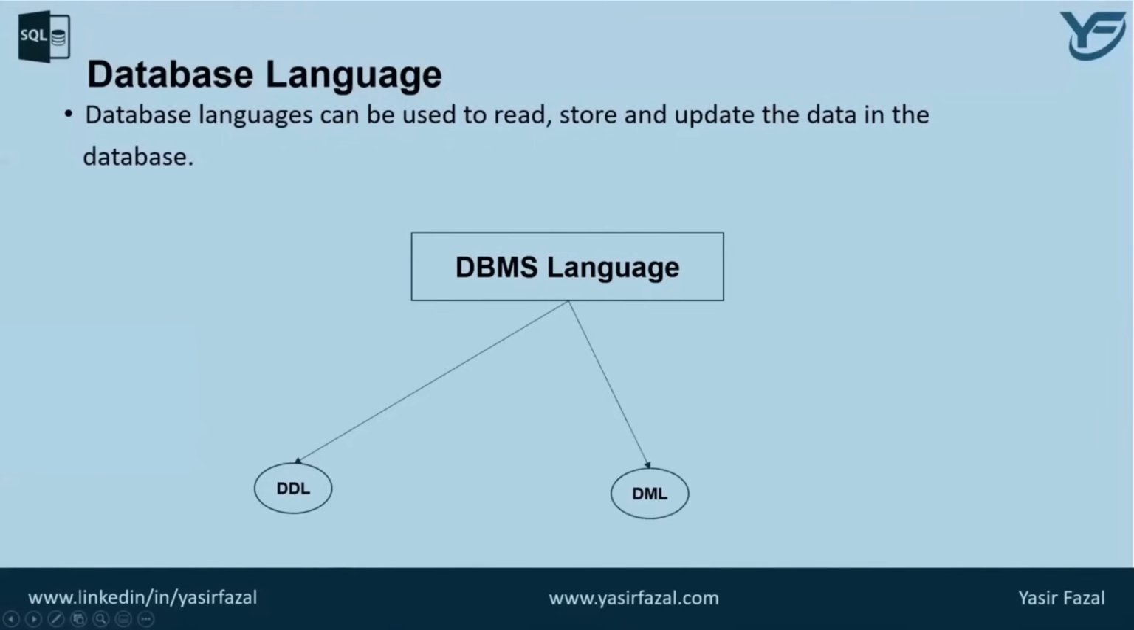Next one is DML, which is data manipulation language, and it is used for accessing and manipulating the data in the database. Mainly the user utilizes these DML parts to perform their work. The next one is data control language, and it is used to retrieve the stored or saved data which is present in the database.